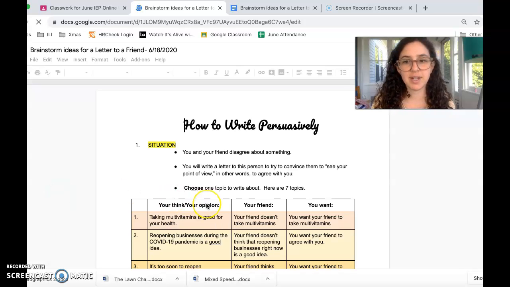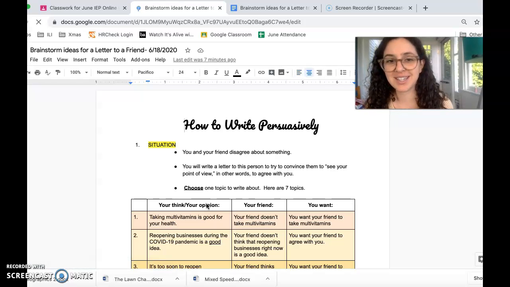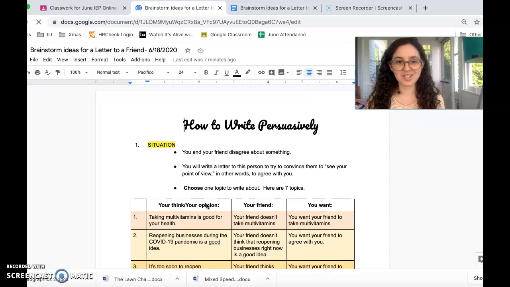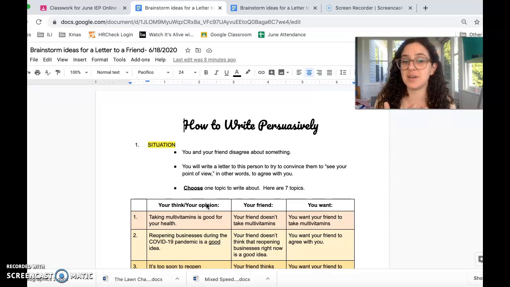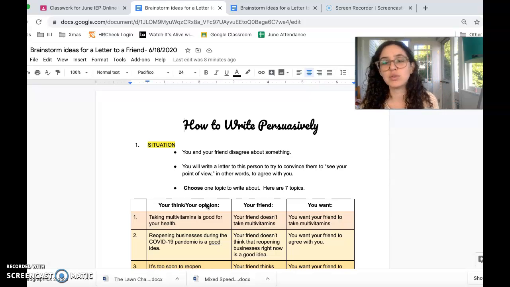Okay, all right. So the title of this document is How to Write Persuasively. Okay, here's the situation. You and your friend disagree about something. That is so normal, right? You will write a letter to this person to try to convince them to see your point of view. In other words, to agree with you, okay? Convince means to get somebody to think the same as you do.